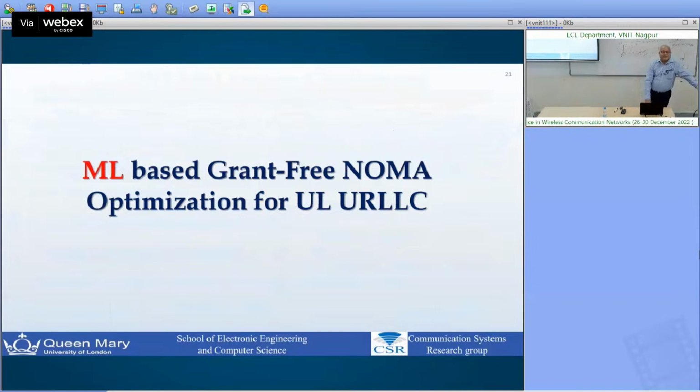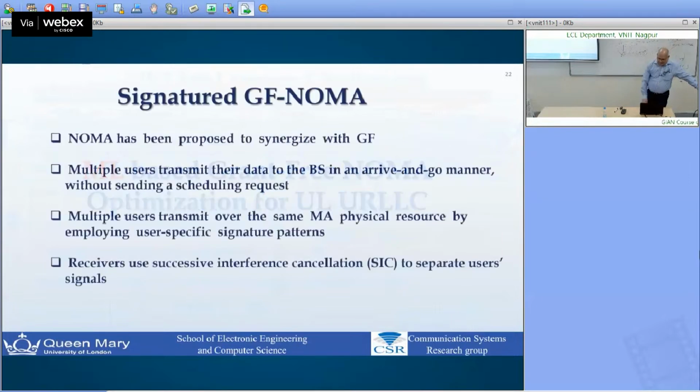So here in the lecture notes, there are 4 contributions. I skip the first one, that is not related to machine learning. Second and third are related to machine learning. So here, as I mentioned earlier, with the grant free, we can have NOMA together. By that way, we are going to have the same physical resource block utilized by more than one user. So at the receiver, we are going to have successive interference cancellation.